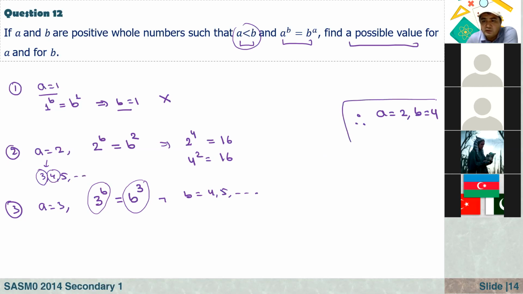The answer is 2 and 4. And actually the question is saying a possible value, that means they are just asking to write only one possible value.